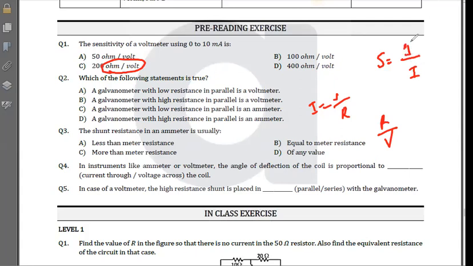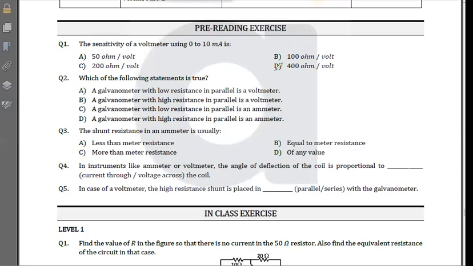Okay, I is given as 0 to 10 milliampere. So you can find the reciprocal, yes or no? It's 1000 by 10, which is 100 ohm per volt. Got it? Clear? Did everyone understand? Yes or no? Sometimes you have to see what the unit is.